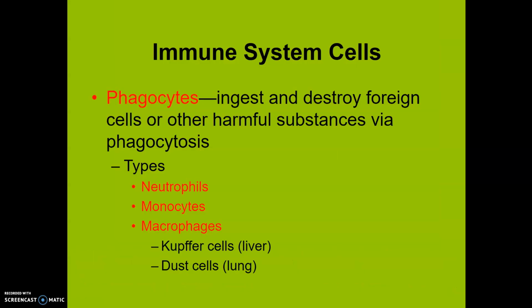Of course, phagocytosis. Phagocytes: neutrophils, monocytes, macrophages. In the liver, macrophages are called Kupffer cells. In the lungs, they're called dust cells, which I've always found funny. Underneath your skin, they're called dendritic cells. Basically, these phagocytes run into something that's foreign and eat it if they don't recognize it as a part of the body.